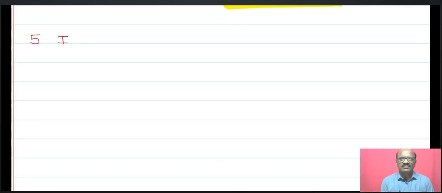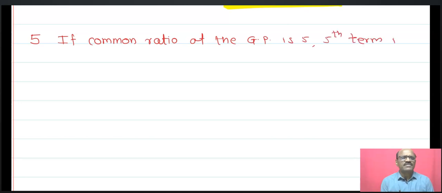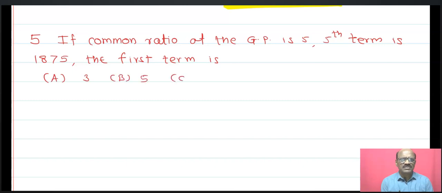If the common ratio of the GP is 5 and the fifth term is 1875, the first term is, which will be the first term? A 3, B 5, C 15, D minus 5.